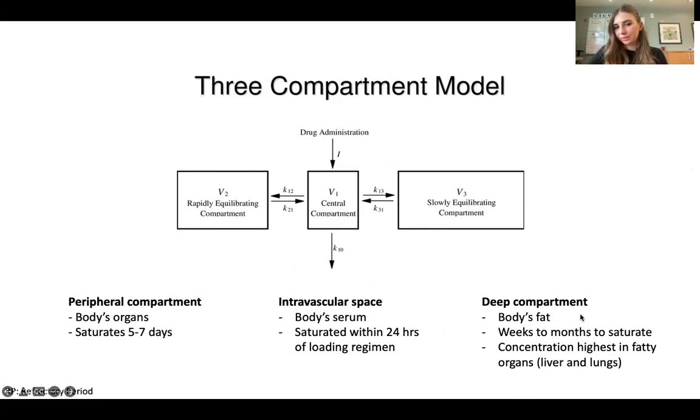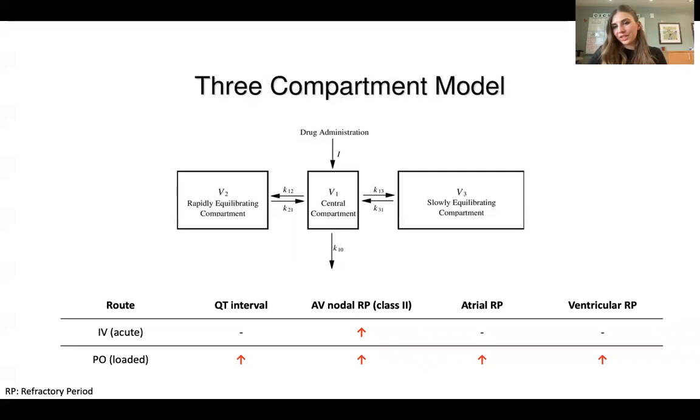The important thing to take home about amiodarone is that when you are giving someone amio acutely, say in the ICU, that QT interval extension is not there, because you haven't really gone to that class 3 effects. You haven't saturated that compartment. What you've done is prolong the refractory period in your AV node, you've saturated this central compartment, and you're getting rate control. Your repolarization in your atrial ventricular tissues has not been affected yet.